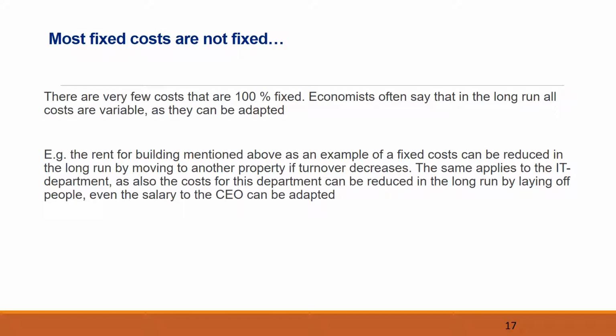In reality, there are very few costs that are 100% fixed. Economists often say that in the long run, all costs are variable, as they can be adapted to changes in the activity level of the company. For instance, the rent for buildings mentioned above as an example of a fixed cost can be reduced in the long run by moving to another property if turnover decreases. The same applies to the IT department, as also the cost for this department can be reduced in the long run by laying off people. Even the salary of the CEO can be adapted.